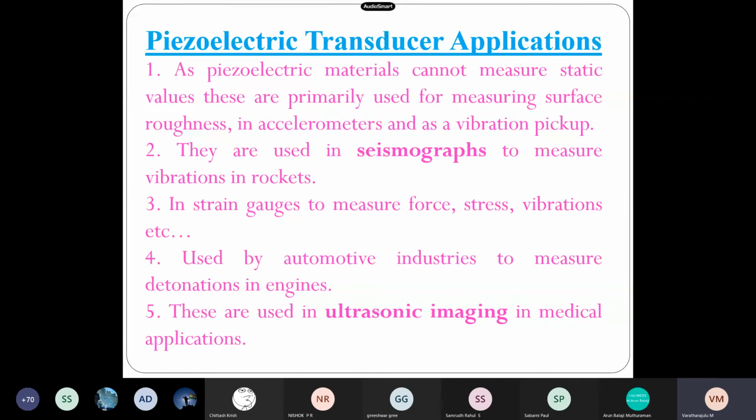Therefore, it is a very fine feature, and for that we need to depend on piezoelectric transducers in order to measure the surface roughness of the component. Usually, the surface roughness is the average deviation from the datum. That was the surface roughness. And strain gauges measure force, stress, and vibrations. Piezoelectric transducers are also used in automotive industries, usually for detonation detection in engines, and in ultrasonic imaging in medical applications too.